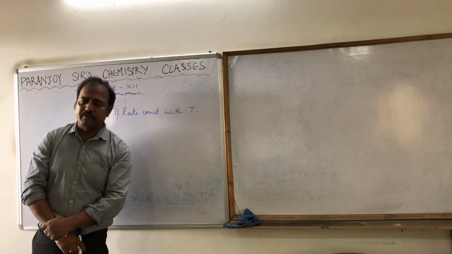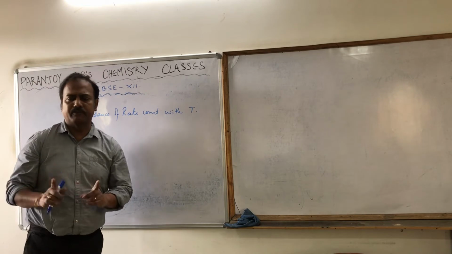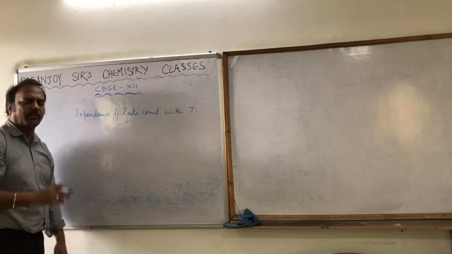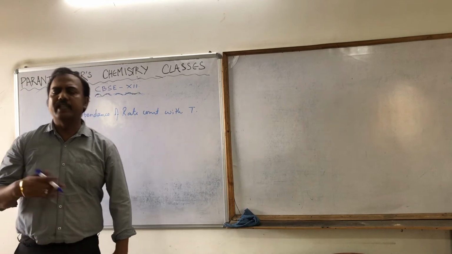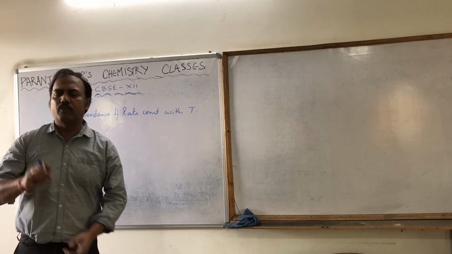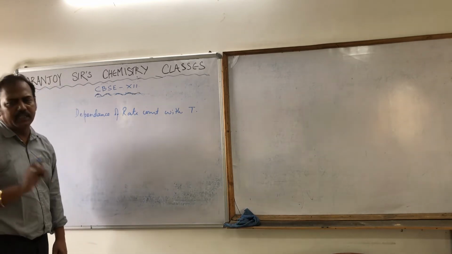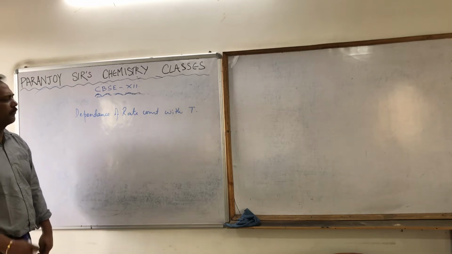Whenever I am saying rate constant, for a particular reaction it is constant, be careful of that. For a particular reaction it is constant at a particular temperature. If we vary the temperature, the rate constant also varies. What is found in general? First I am introducing that particular term.